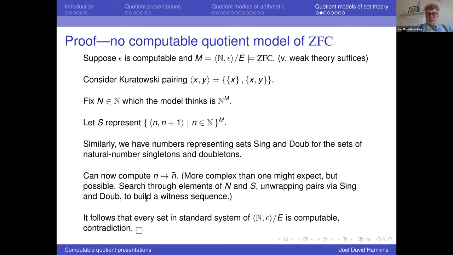And now it follows that every set in the standard system is computable because every set is represented by some number and its elements are represented by the things that are epsilon related to it. And if I can compute this map, then I can compute what are the sets of natural numbers that are represented in the model, that are coded in the model. And so every set in the standard system will be computable, and that contradicts Scott's theorem.